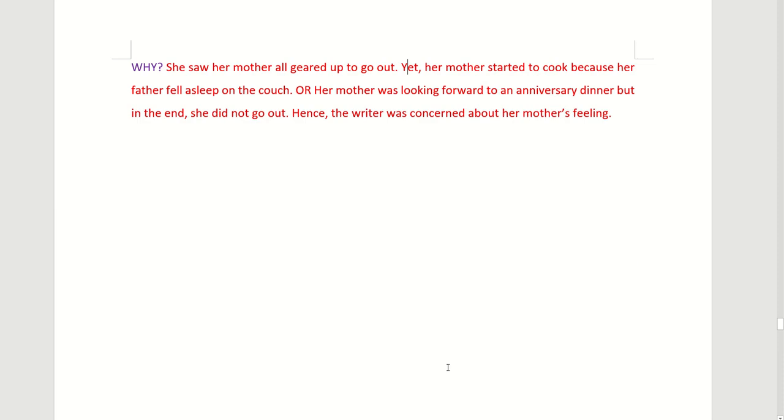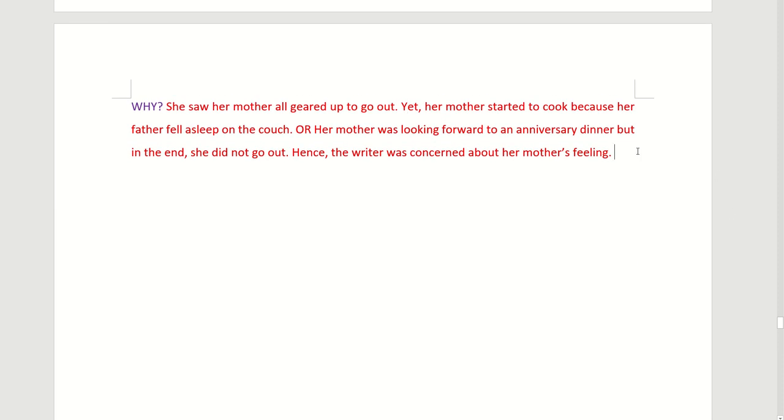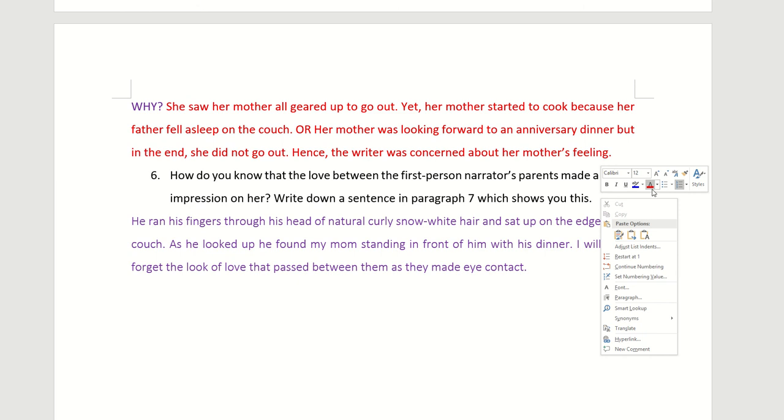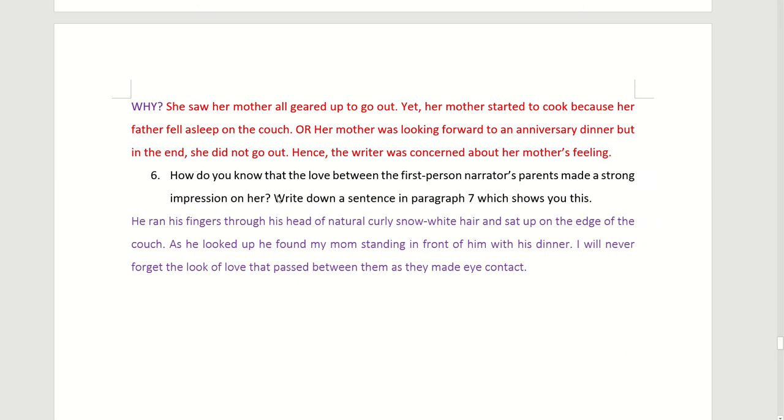Okay, next question. Oh, is there another question? Yes. Okay, the next question is this. How do you know that the love between the first narrator's parents made a strong impression on her? Write down a sentence in paragraph 7 that will show you this. So what kind of question is this? Write down a sentence in paragraph 7. What kind of question is this?